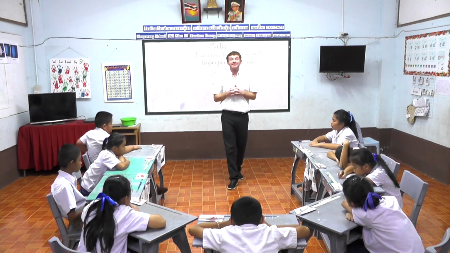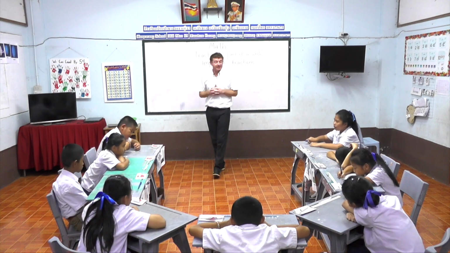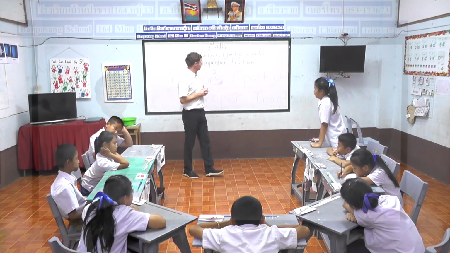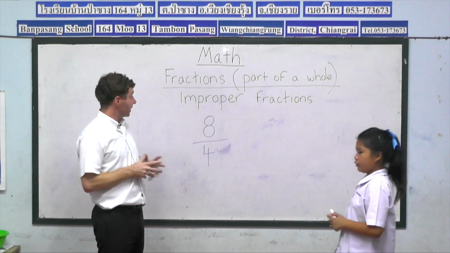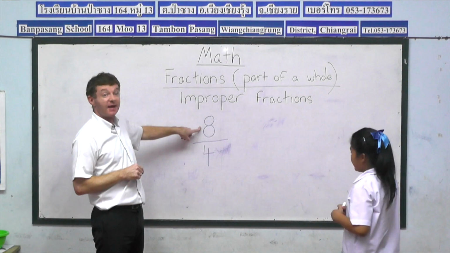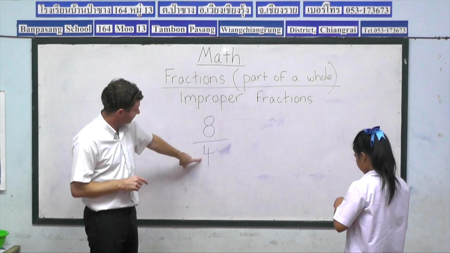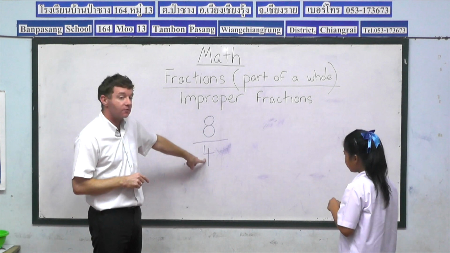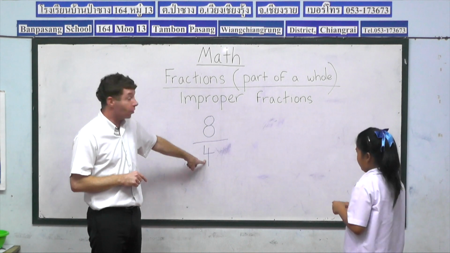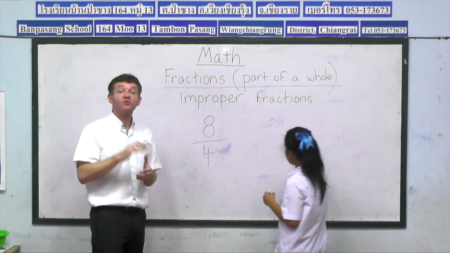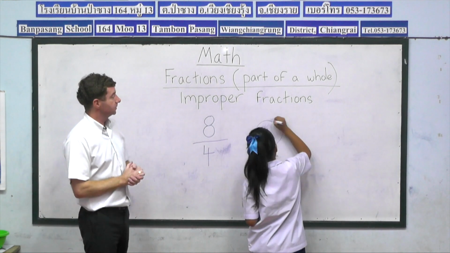And the pen is now with Lakgao. So Lakgao, come and join me at the front of class, please. Okay, so how many parts do we need? 8. We need 8 parts. 8 over 4. Yes, but how many parts to our whole? 4. So first of all, we need 1 circle with 4 parts.